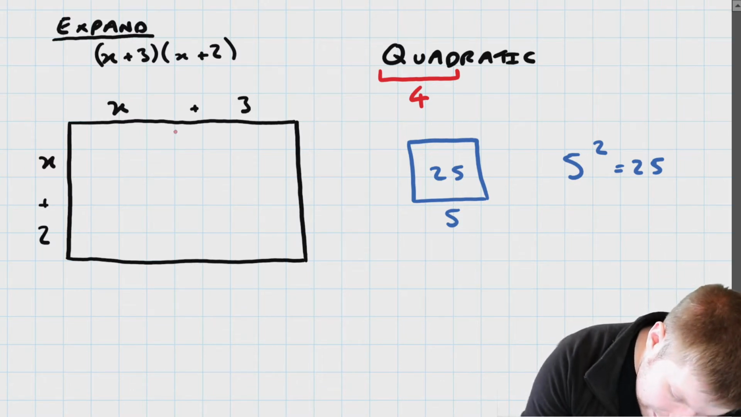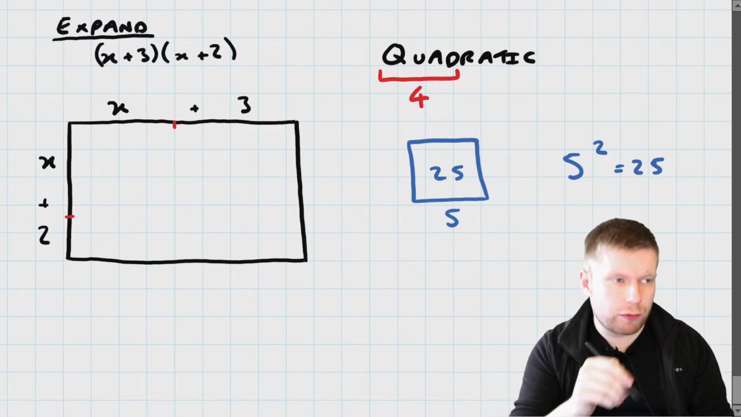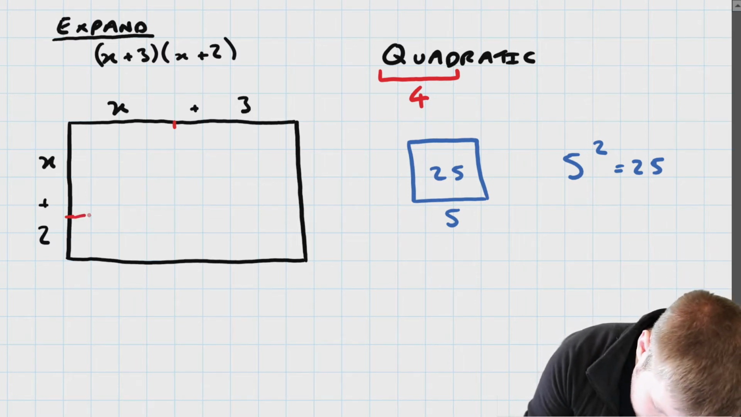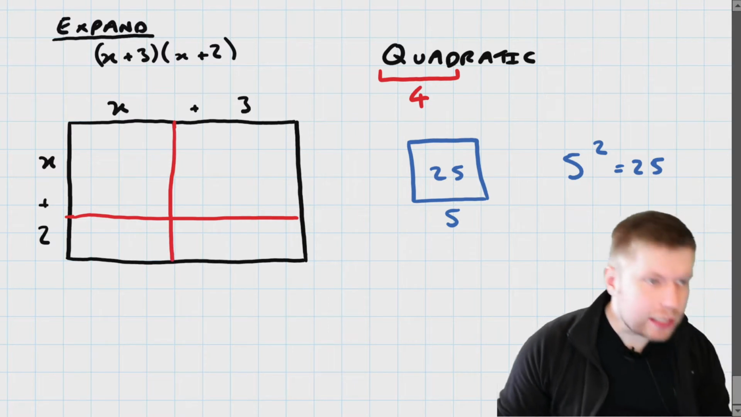X is going to basically be from here to here, okay, and from here to here. So I'm basically saying x is from here to here. The remaining bit is 2 on the vertical side. The remaining bit is 3 on the horizontal side, okay? So it basically means that I can break this up, and I'm just going to break it up very crudely. So this is what I end up with.